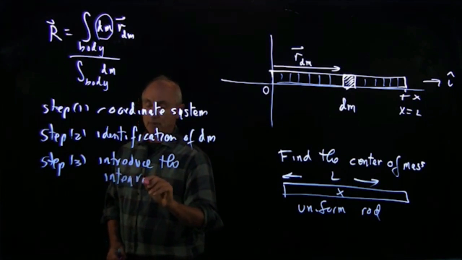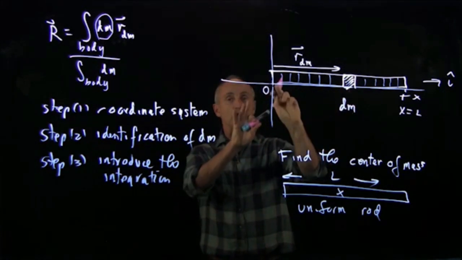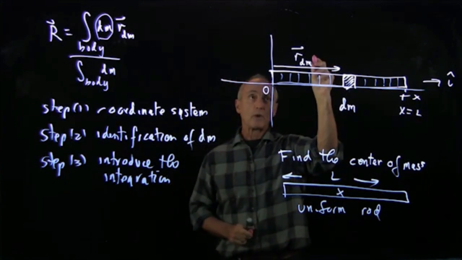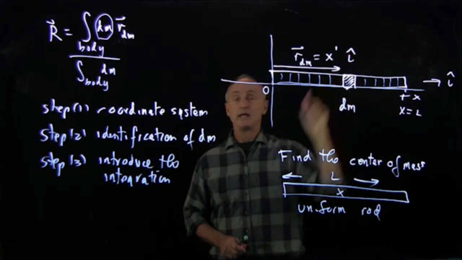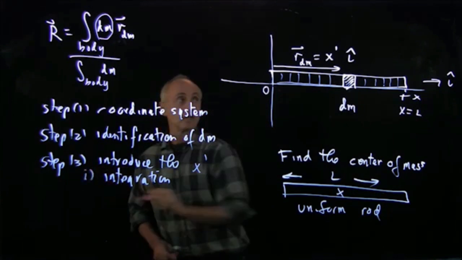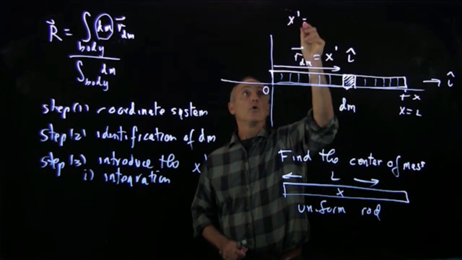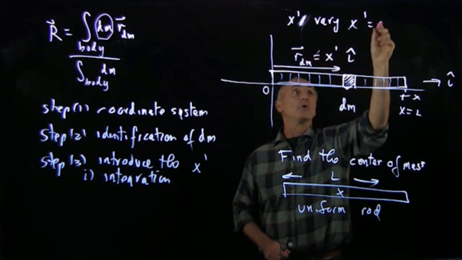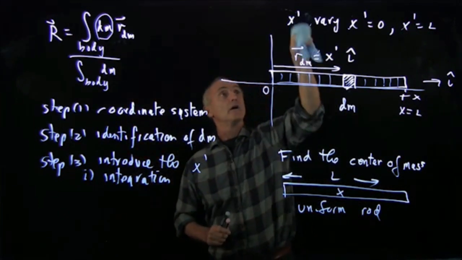Now, you'll see that will come in 2 different places. So this is the quantity, the distance from dm to the origin that's changing. You can see for each of these little elements, that changes. So what I'll write for the vector to dm is x prime, which will be my integration variable, in the i hat direction. So the integration variable is x prime. That's the first place that I introduce the integration variable. And x prime, you can see, varies from x prime equals 0 to x prime equals L. And that will show up in terms of the limits of my integral.